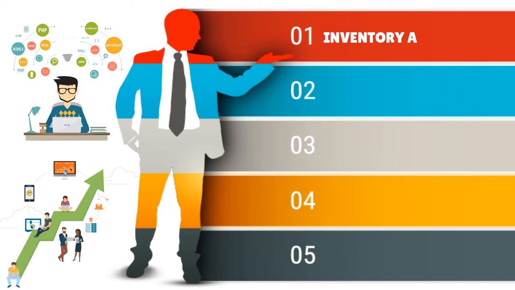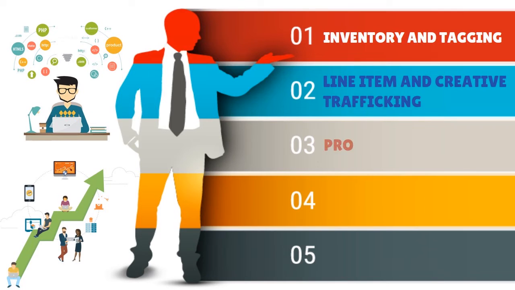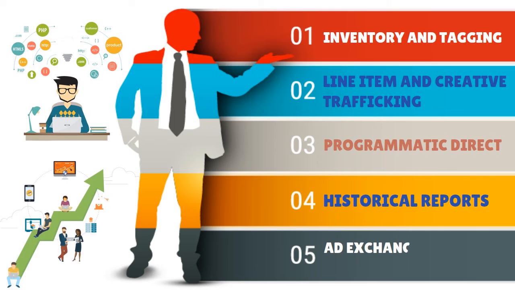So here we're speaking about inventory and tagging, line item and creative trafficking, programmatic direct, historical reports. You want to have ad exchange historical reports. So those are elements that you need to really pay attention to. Let's really dig a little deeper here. So I want to explain those things to you one by one.